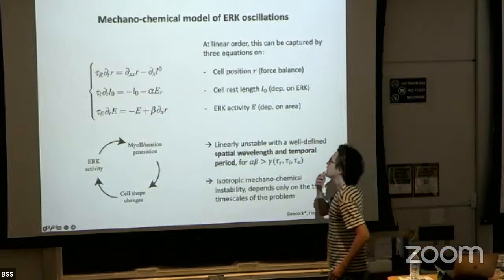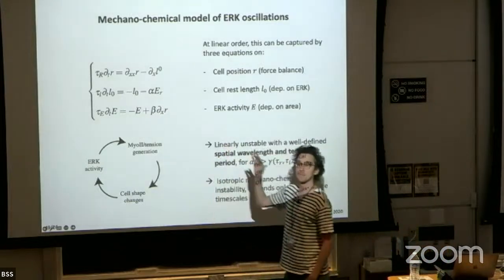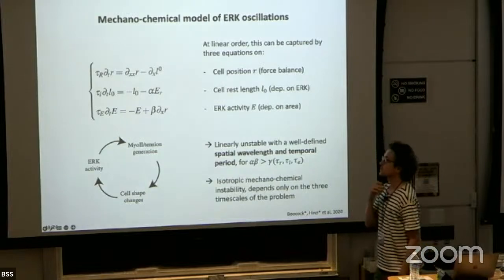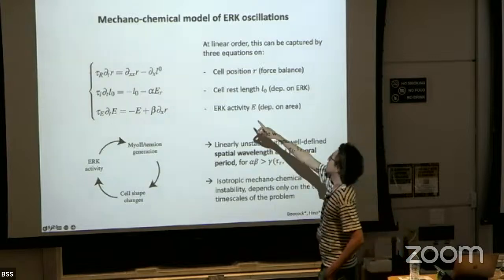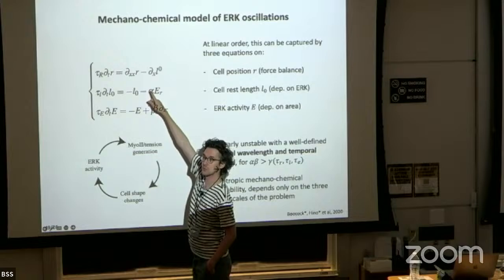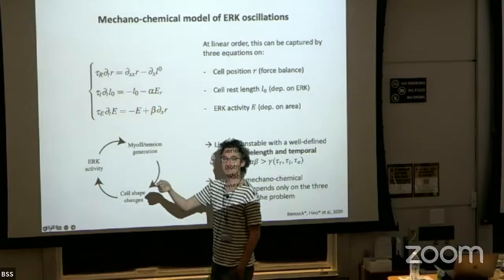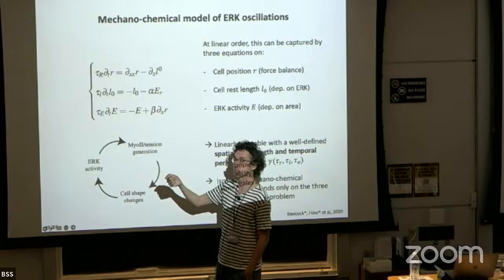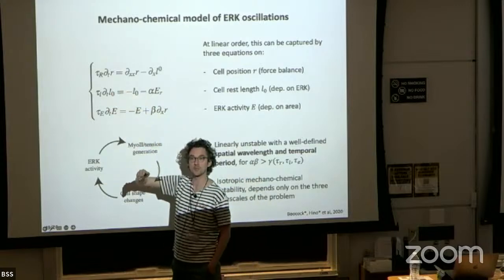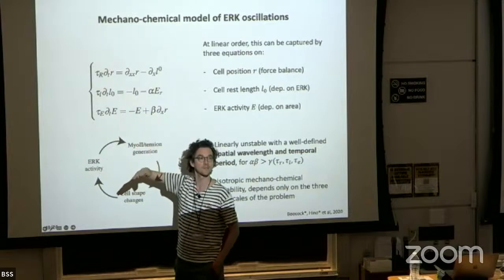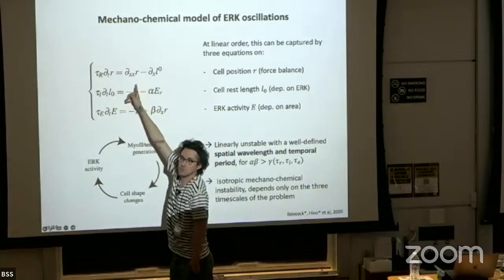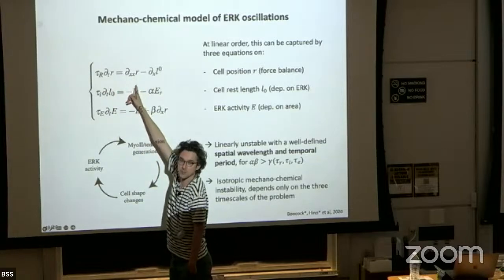So what do you write? The absolute simplest equations you can write based on that are essentially three equations. The first equation is on the cell position, R. This should be familiar because it's essentially just an overdamped chain of springs. If you write the equation for an overdamped chain of springs, you get a diffusion equation on cell position, where your tau R is essentially the friction to the substrate, the ratio of the friction to the substrate to the stiffness constant. So this term is very familiar if you just write a chain of springs in frictional contact.